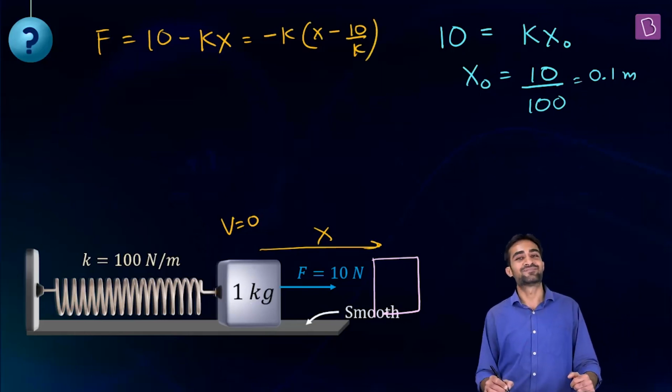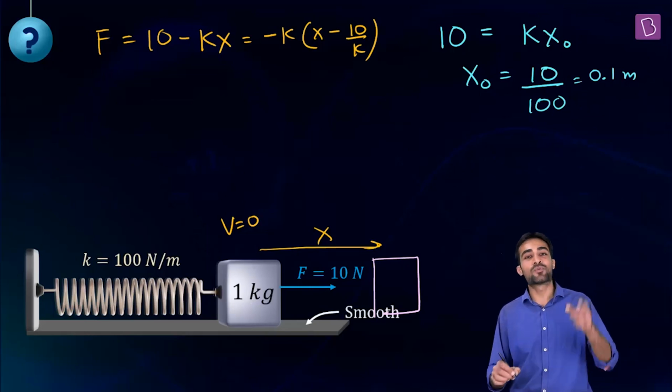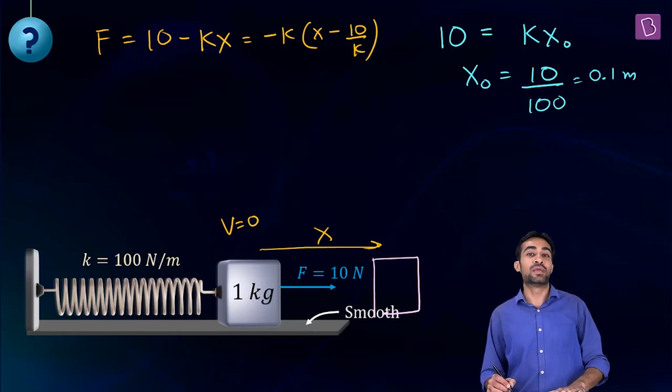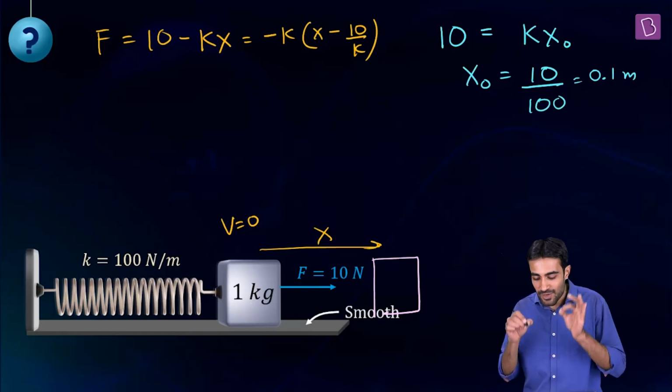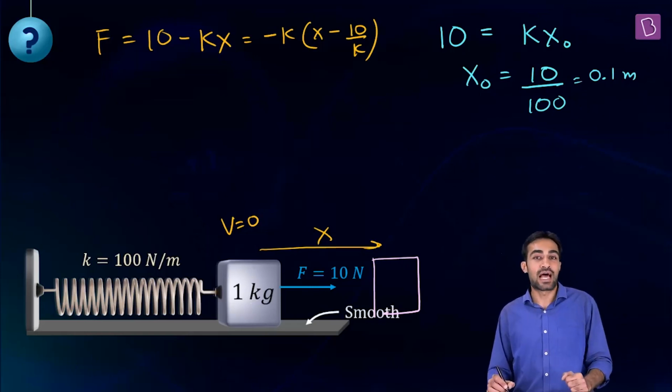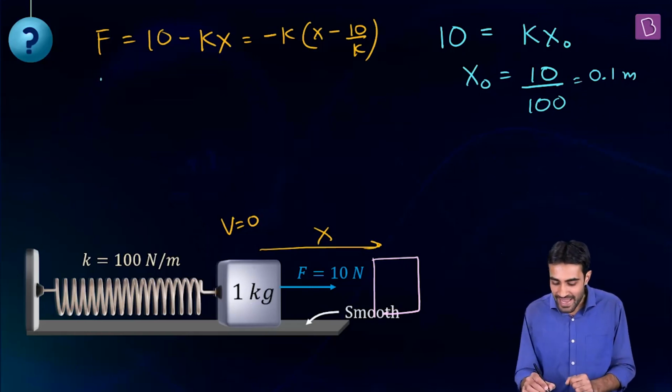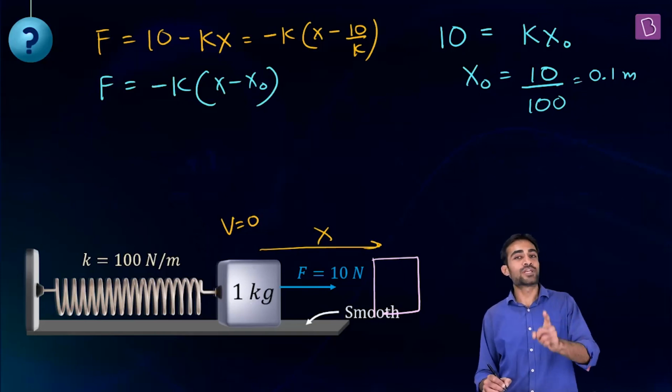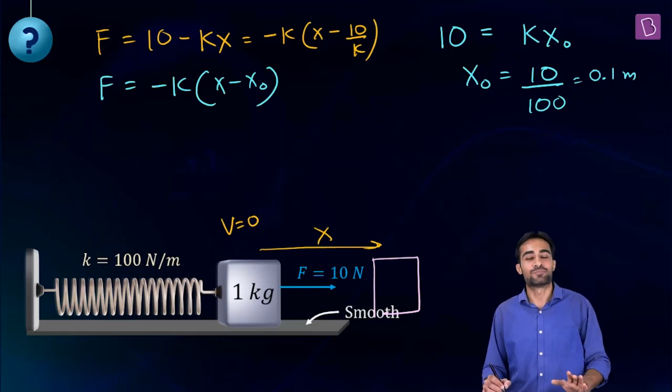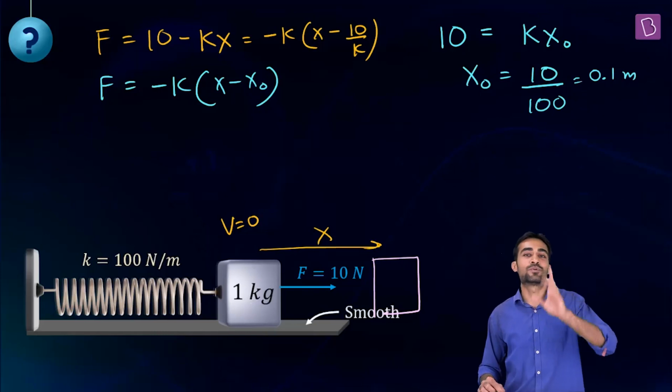Right, exactly. And now I will disclose to you that this object will perform a simple harmonic motion. Believe it or not, the object will perform a simple harmonic motion. You will ask why? See why. If force is of this form, minus k times (x minus x naught), then the object performs a simple harmonic motion, where x naught is the mean position.